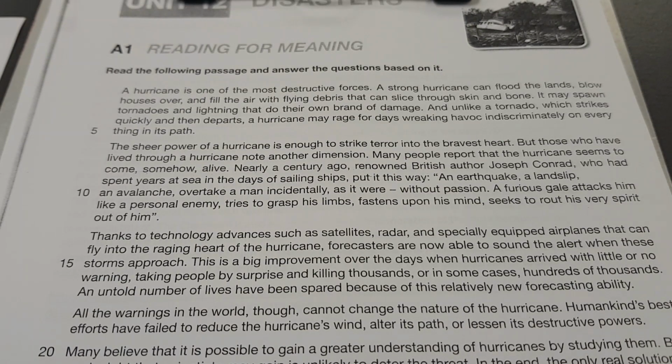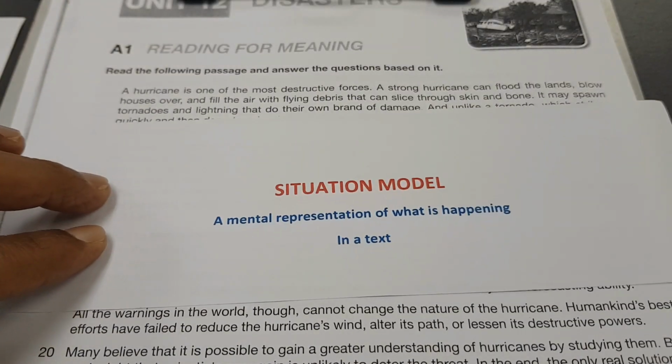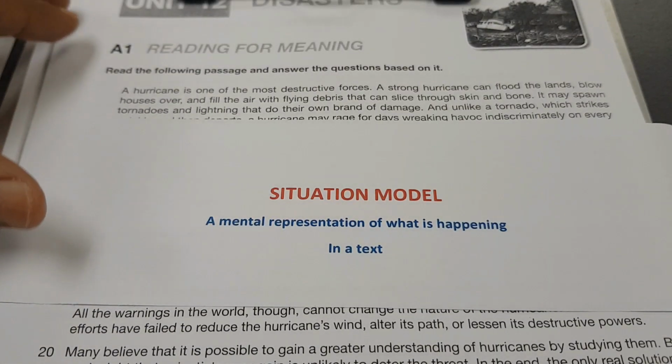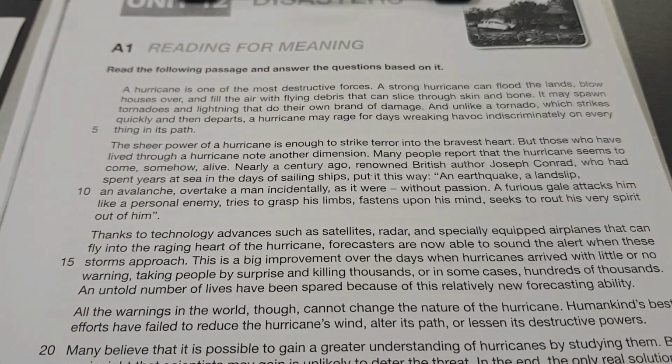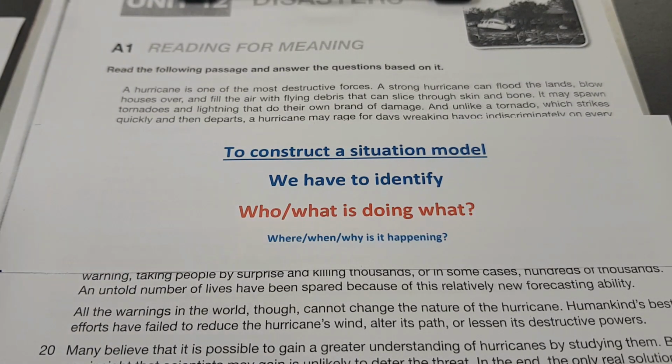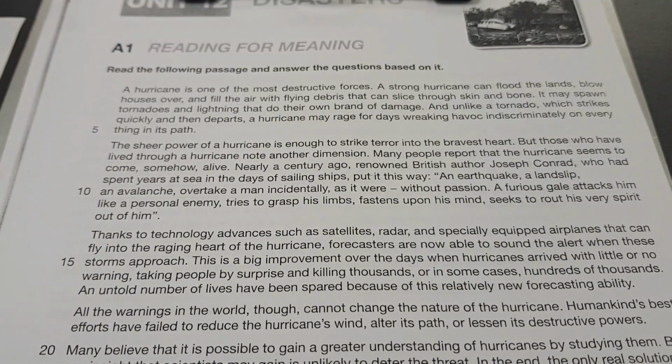So, remember, our job when we read this is to figure out what is happening here. We want to create a mental representation. That's the whole point of reading, to get a mental representation of what is happening in the text. In order to do that, remember that we have to ask: who or what is doing what? That's the first thing we're going to try and figure out in the first paragraph.